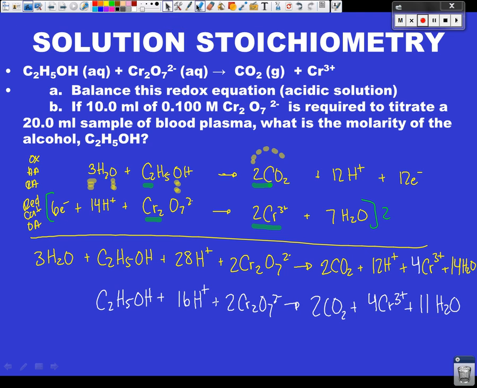And again, don't forget at the very end, you've got water here, you've got water here, and then you've also got H's here and H's here. You have to combine like terms and cancel out what you have the most of.